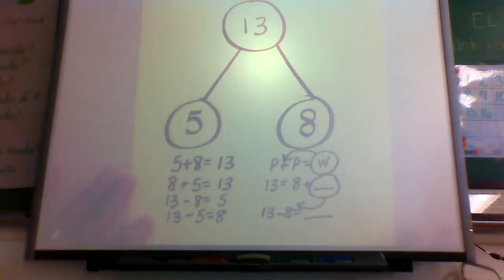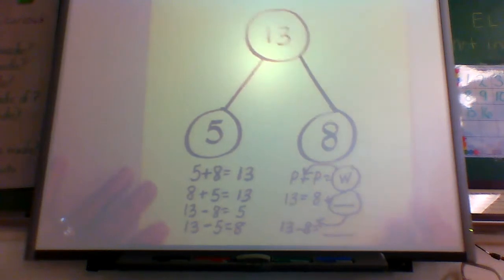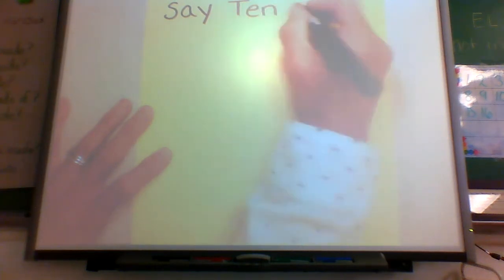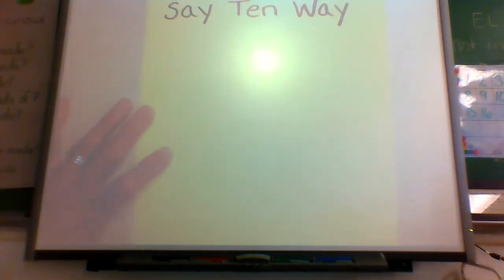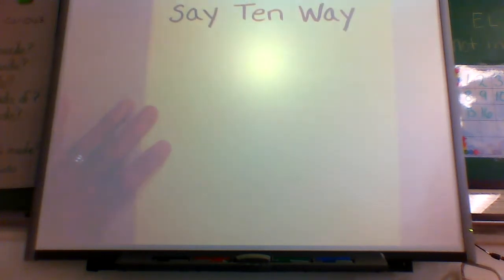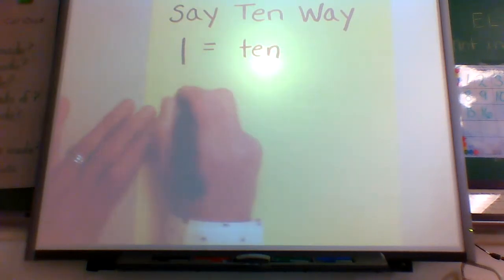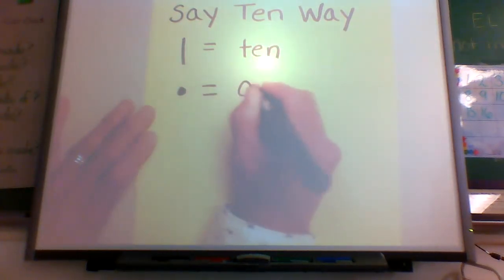Okay? So that's just a quick little synopsis on number bonds. So today I want to introduce quickly a concept called the say 10 way. And this is actually kind of silly, but we will be practicing it in class, and it helps to build number sense. So I'm just going to write the title of what we're doing, the say 10 way. And I'm going to show tens and ones as sticks and dots. So this stick is going to equal a 10, and this, a dot, will equal ones.